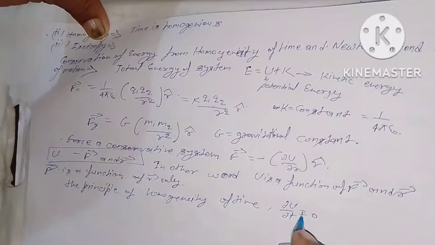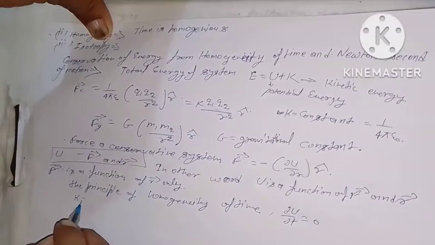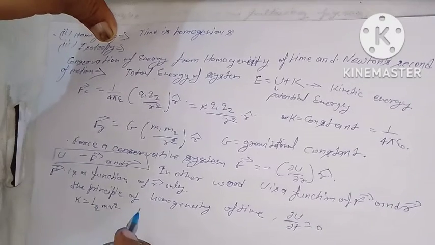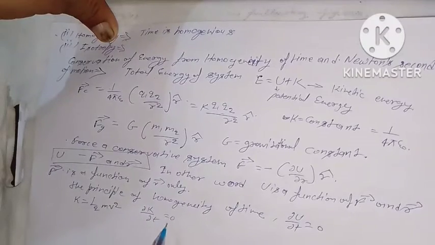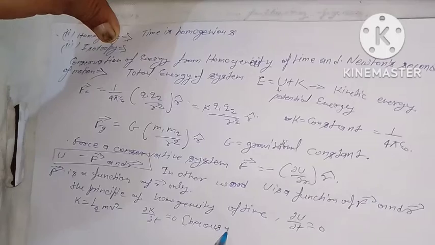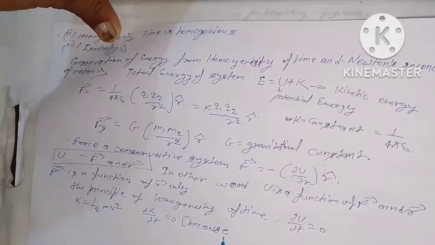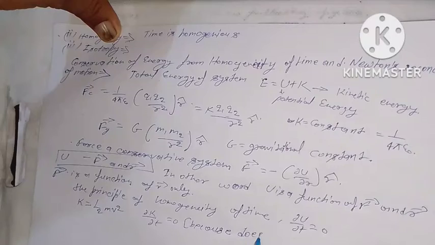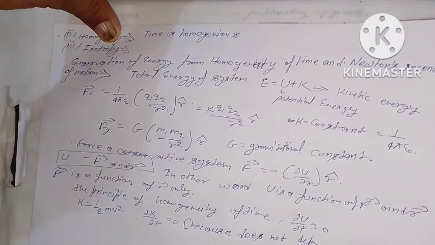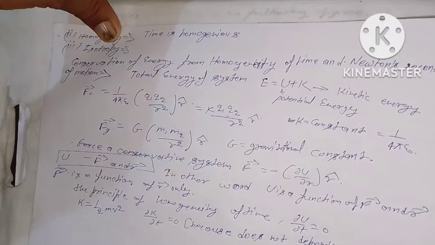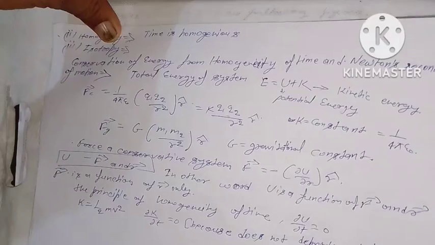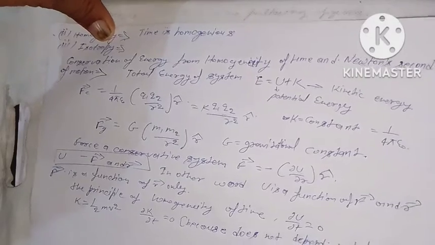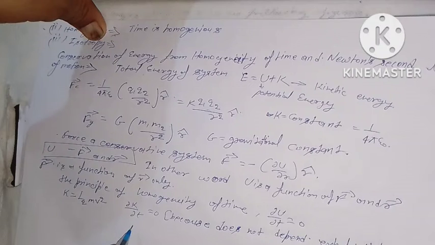The expression for kinetic energy K equal to 1 upon 2 m v square also does not depend explicitly on time, then del K upon del t equal to 0, because the expression of kinetic energy does not depend explicitly on time.